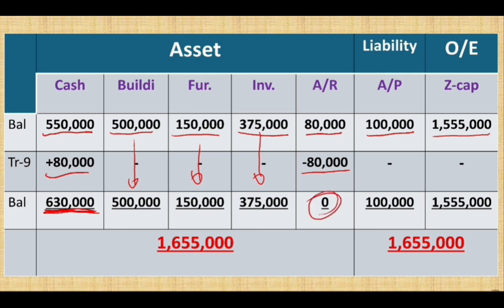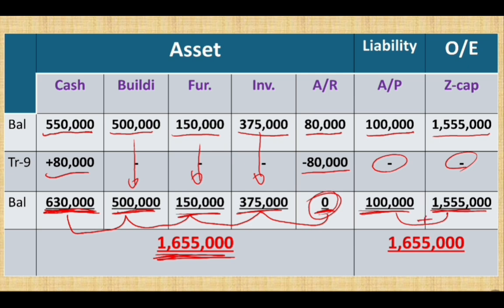So we already collected all the account receivable. So the balance of account receivable after transaction 9 will be 0. There is no account receivable left. We already collected all the account receivable in cash. There is no account payable in transaction 9. There is no change in Z capital.